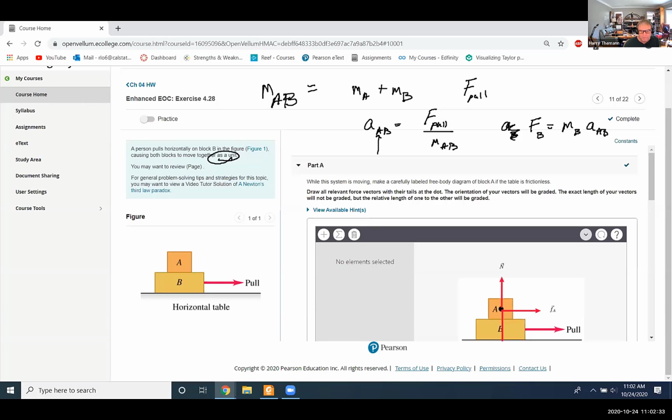Now, if I just simply look at block A, we make a free body diagram just for A, and we notice that A has some acceleration in this direction.